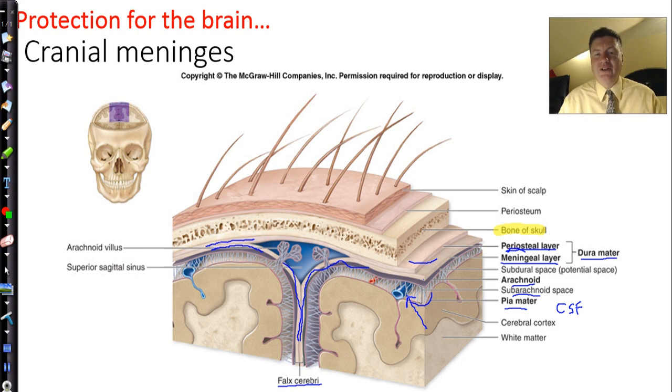All of these layers are going to be contiguous with, or they're going to join up with, the spinal cord meninges. The periosteal layer isn't. That's only going to be associated with the skull. But the dura mater, the arachnoid mater, and the pia mater are going to eventually form and connect with the spinal cord meninges as well.